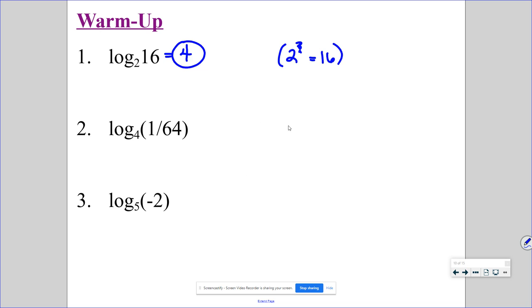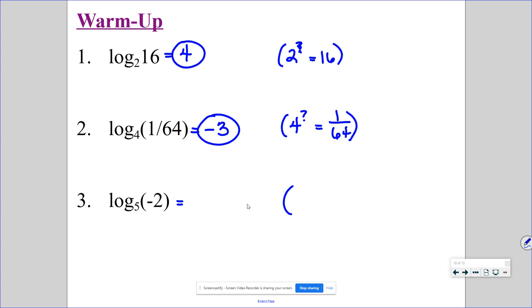Log base 4 of 1 over 64 means 4 to what power is equal to 1 over 64? Well, I know 4 to a negative power would make it into a fraction. And then 4 to something would equal 64. I think it's 4 to the third. So this would be -3.